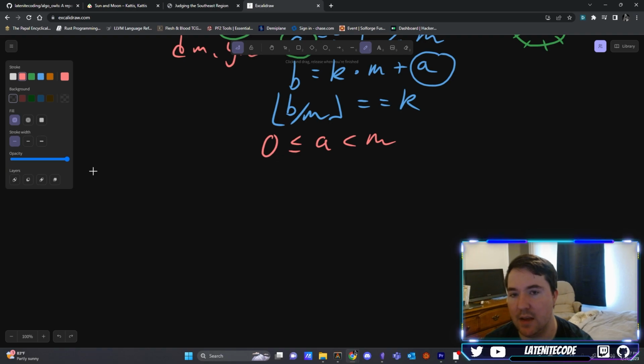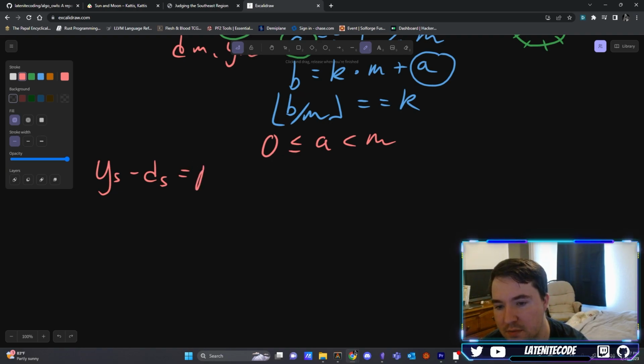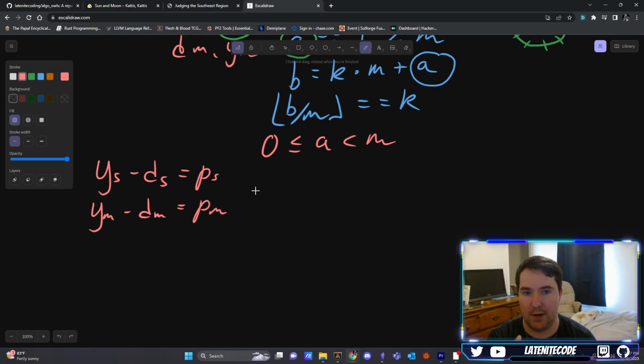We know that ds is how many years ago the sun was at the correct point, which also tells us that ys minus ds is equal to the number of years until the sun is at the correct position. And we can go ahead and call this ps, okay? We also know that the same is true for the moon, ym minus dm, which will be equal to pm. So this is the point in time in which the sun is at the correct position and the point in time in which the moon is at the correct position, but they may not be the same points. Okay, if they are, then we have an eclipse at that point, but if they're not, we'll have an eclipse at some other point.